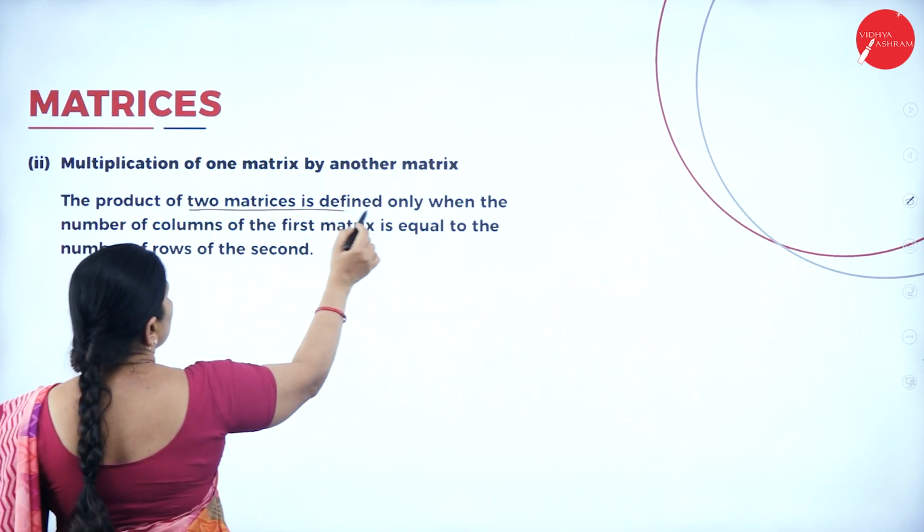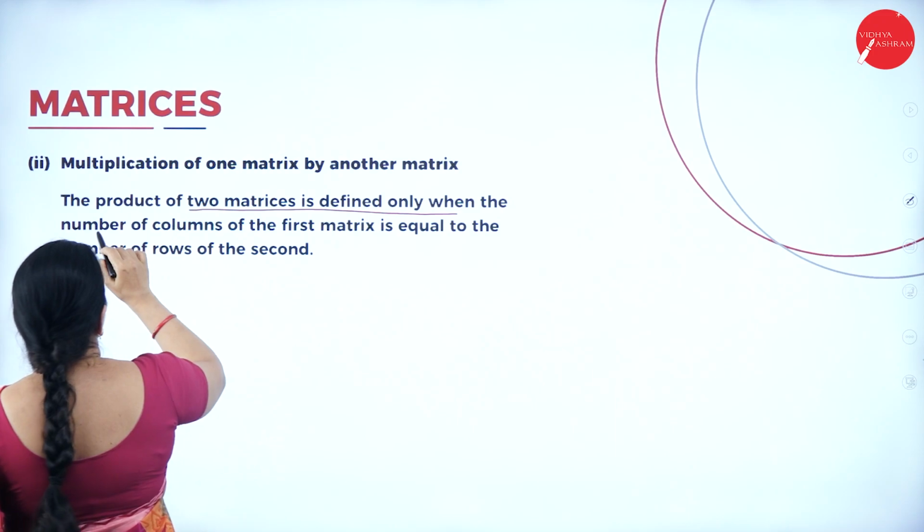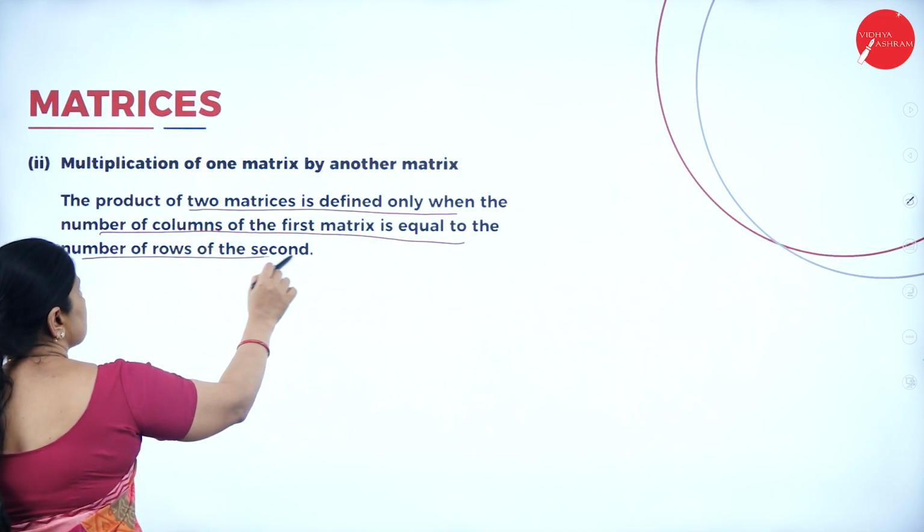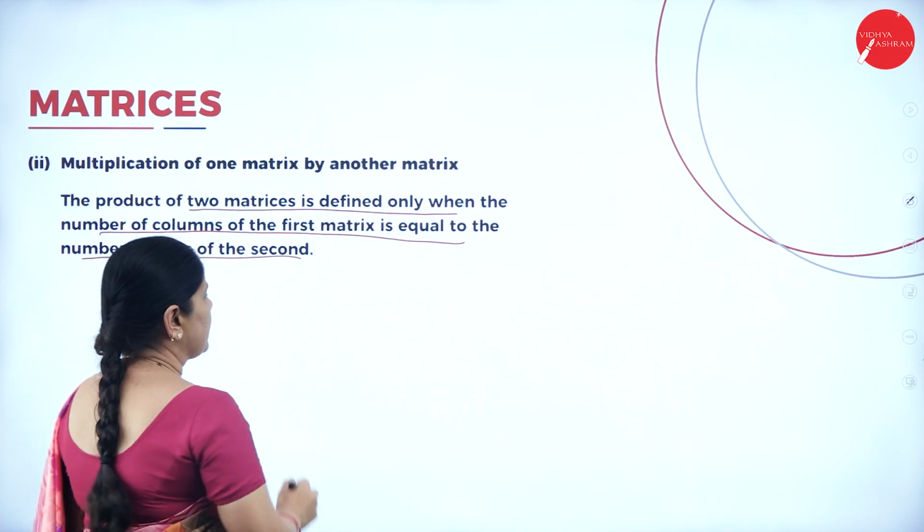Next one, multiplication of one matrix by another matrix. The product of two matrices is defined only when the number of columns of the first matrix is equal to the number of rows of the second matrix.